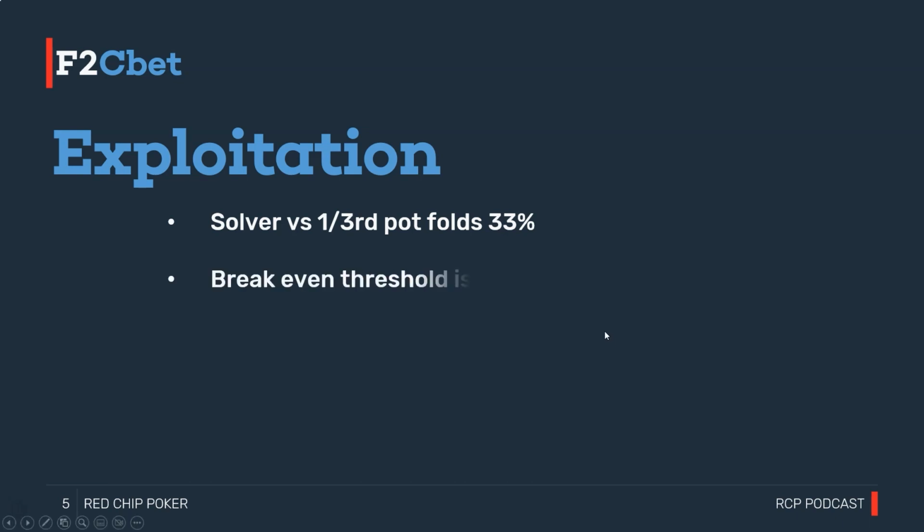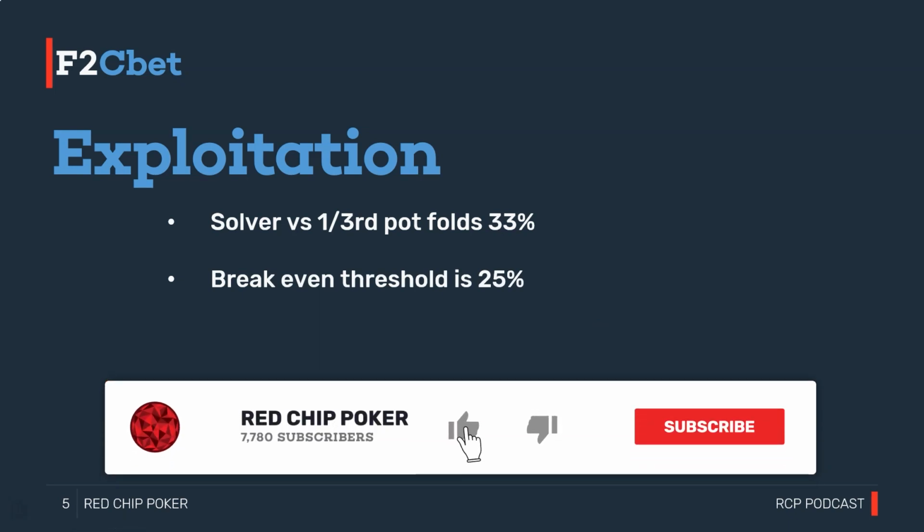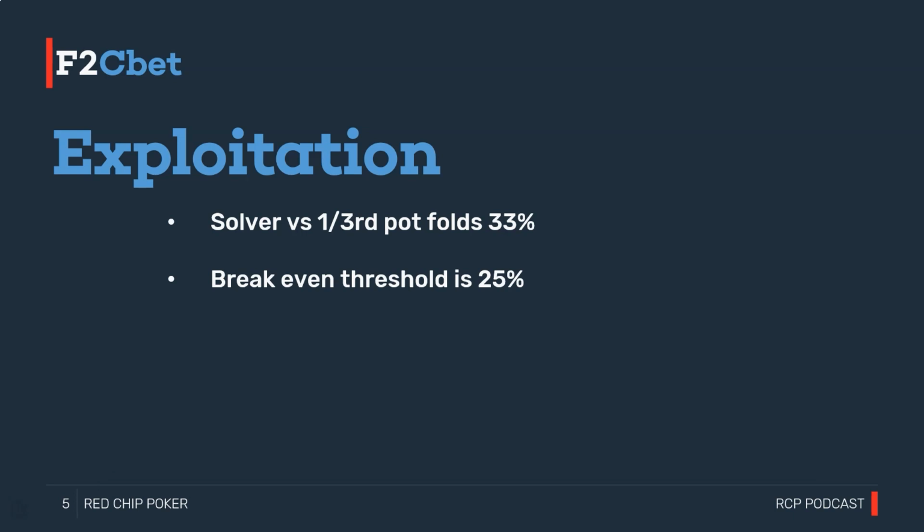Now, that's an interesting value from a primitive EV calculation point of view, because if we think about the break-even threshold of a 1/3 pot c-bet, well, the break-even threshold is actually 25%. In other words, any time our opponent is folding more than 25% of the time, we can generate automatic profit by firing any two cards. But despite this, the solver says that the out of position player should be folding 33% of the time, which confers guaranteed automatic profit to the c-better in this case.